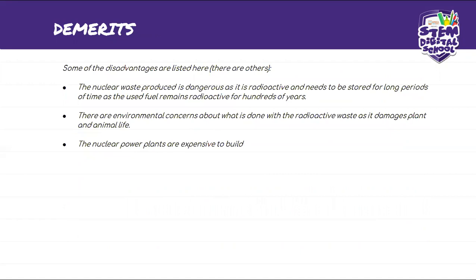All right. Let's look at some of the disadvantages. The nuclear waste produced is dangerous as it is radioactive and needs to be stored for a long period of time. Okay, so I repeat: the nuclear waste produced is dangerous as it is radioactive, because some radioactive materials have a very long decaying lifespan. Some can take minutes, some can take two days, three days to decay.